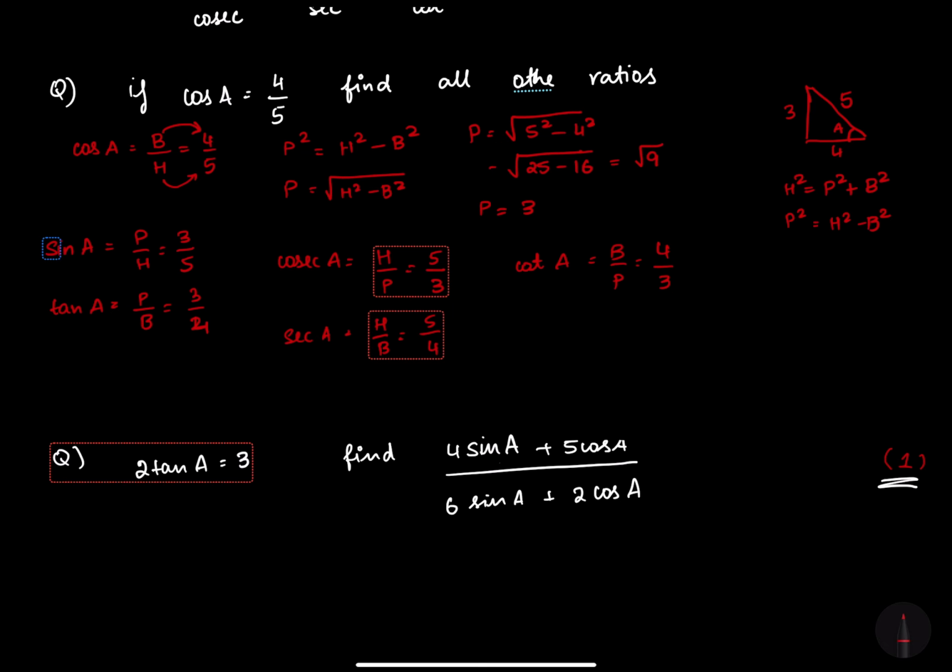Hopefully you have understood this question. This is a very basic question where you were given a value of either cos or sine. Using that, you had to find out one more value, the unknown value, and use it to find out other ratios.